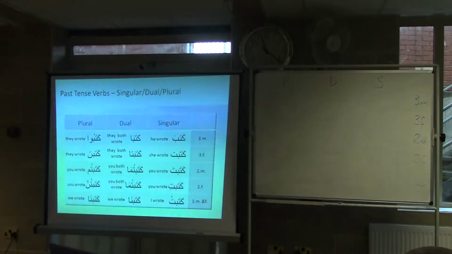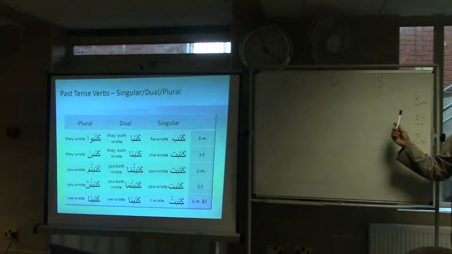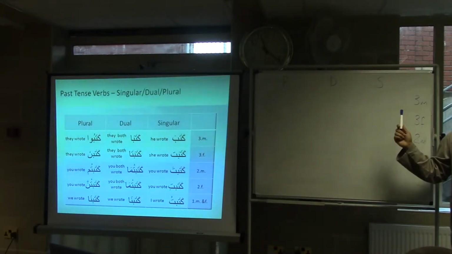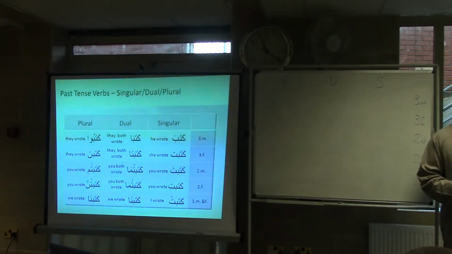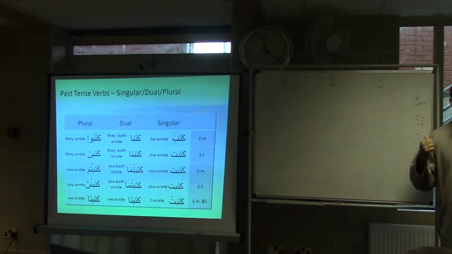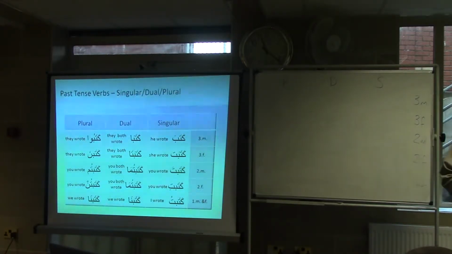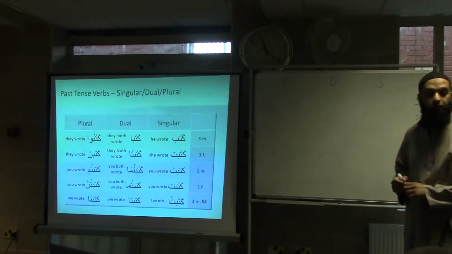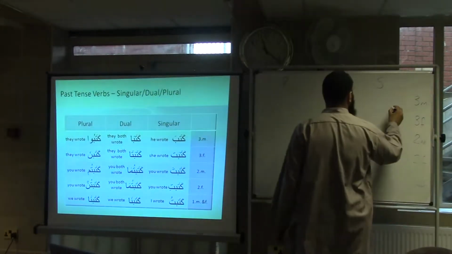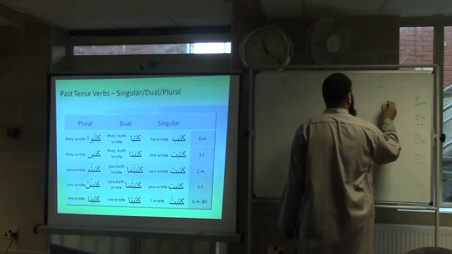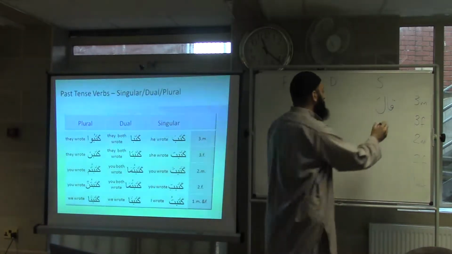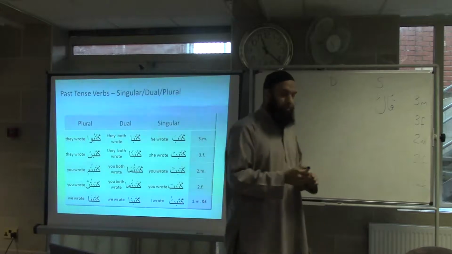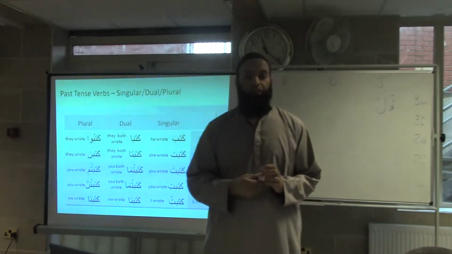So, brothers on the first row, what we want to do now is say the same table we just learnt for qala. Now you'll find out why it's irregular and why it has its own table. So, brothers on the front row, first one. Qala, okay? That's the root word. Qala means he said.